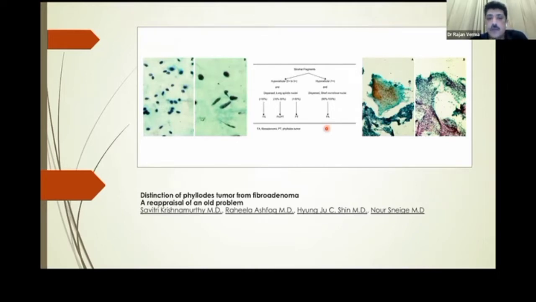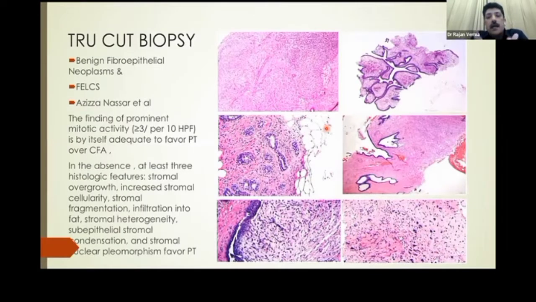Now, since the FNAC techniques for the diagnosis of phylloid tumors are going away in most of the tertiary institutions, people are reverting to true-cut biopsies. There are challenges again in true-cut biopsies. So there is an issue regarding diagnosing cellular fibroadenomas or differentiating them from benign phylloid tumor. They are all grouped or most of the time reported as benign fibroepithelial neoplasms or fibroepithelial lesions with cellular stroma. But to help us all, Aziza Nasser et al.